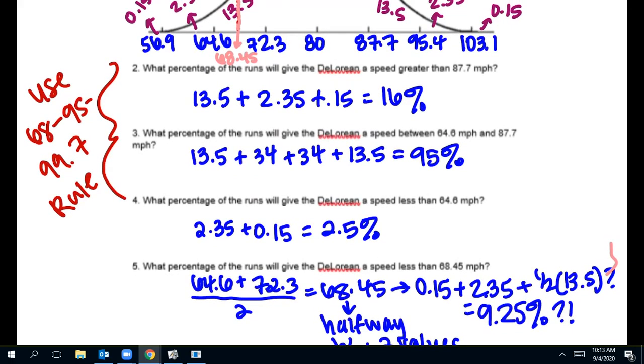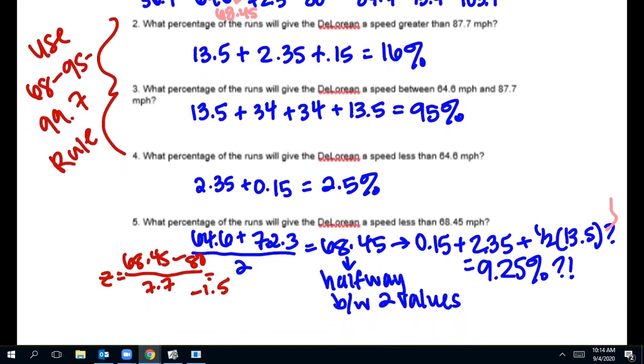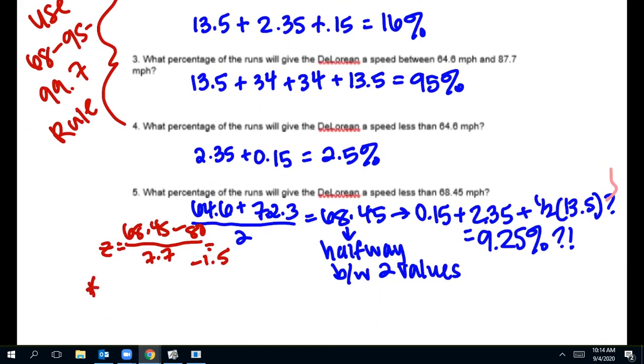So our z-score is the value of 68.45 minus the mean of 80 over the standard deviation of 7.7, and that gets us negative 1.5, which tells us it's exactly 1.5 standard deviations below the mean. And so what's happening here is that the empirical rule does not work. So I'm just going to add a little note here. The 68, 95, 99.7 rule doesn't work. And I'll show you why.